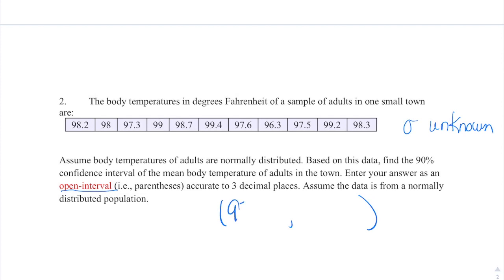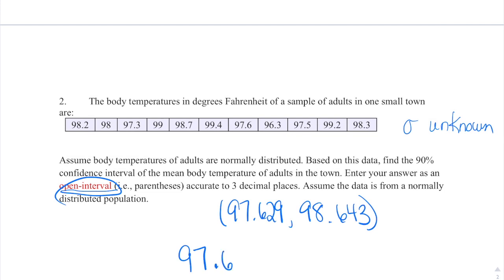All right, so we got 97.629 and 98.643. Okay, that's writing this as an open interval. So as I want you to show it, you would show it as an interval with mu in the middle here. Okay, that's just showing that mu falls between these two numbers.